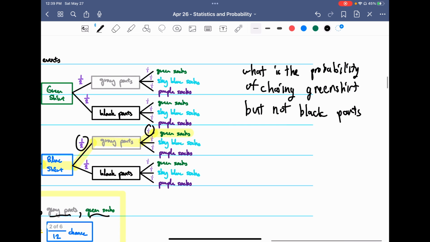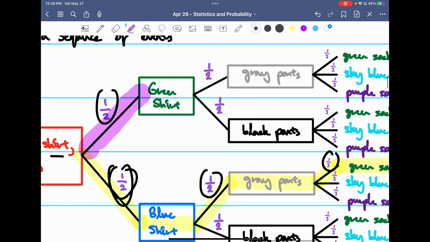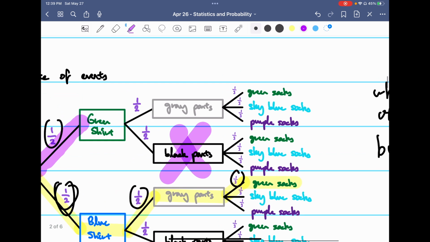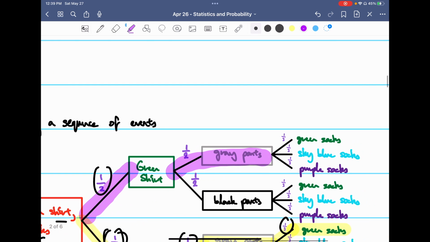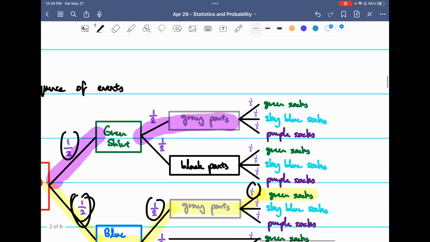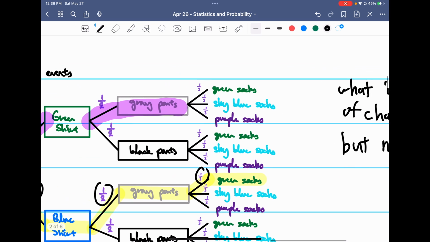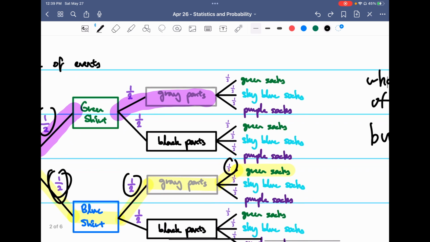Because we want to choose the probability of a green shirt, first we look into the 1/2 chance here. So I'll be highlighting this way. So we go this way. And then here we don't want to choose the black pants, so we don't want this one. Then we go over to this road. However, because the question doesn't say anything about socks, we assume that any color of socks is fine. So all of this is one probability.